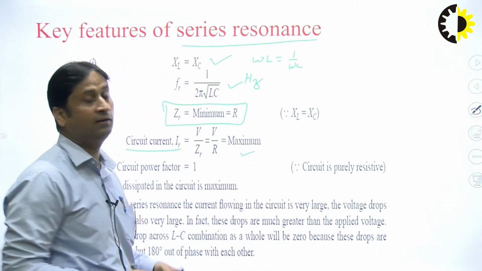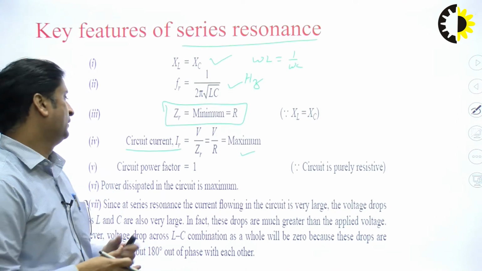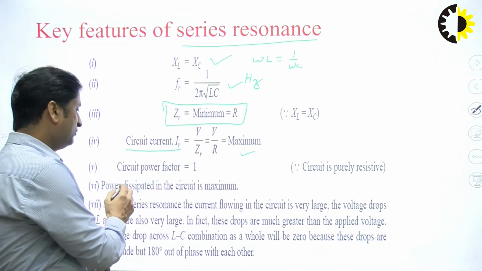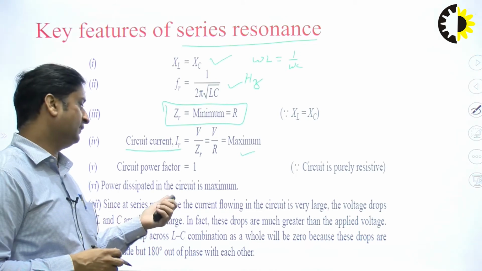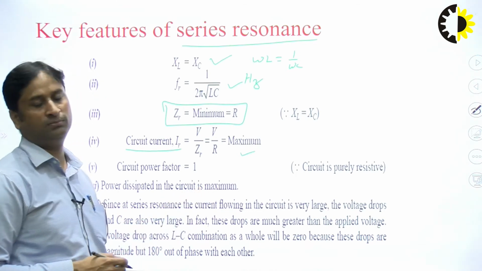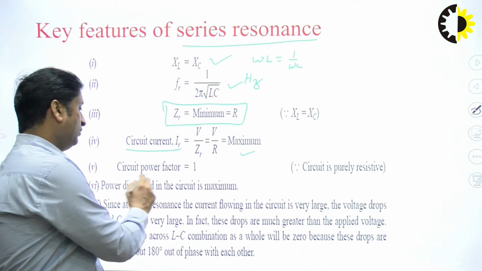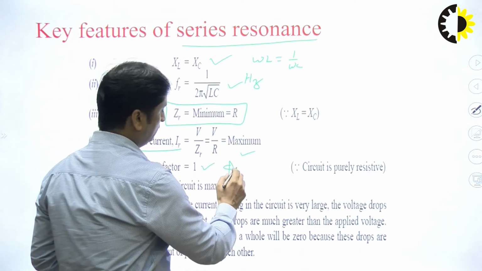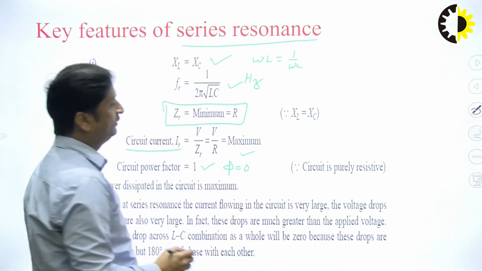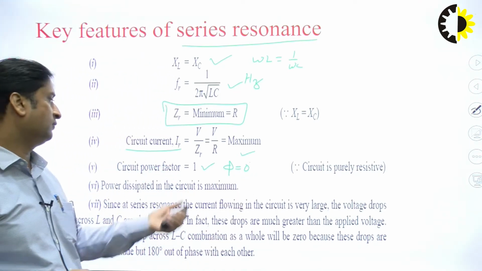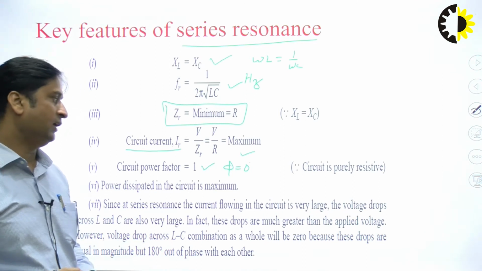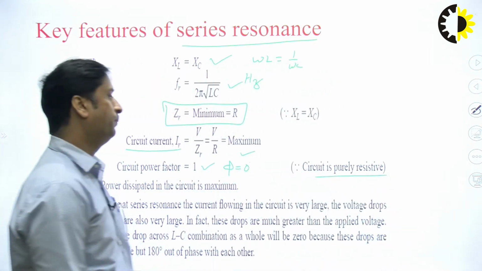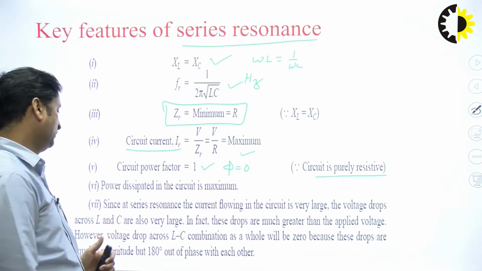So hence at resonance, in series resonance, the current is maximum. And when the current is maximum, of course, the power dissipated in the circuit is also maximum. Of course, the power factor is unity because the angle is 0 degrees. The power factor is cos phi, that is cos 0, which is unity. So that means the circuit is purely resistive, as we have seen.